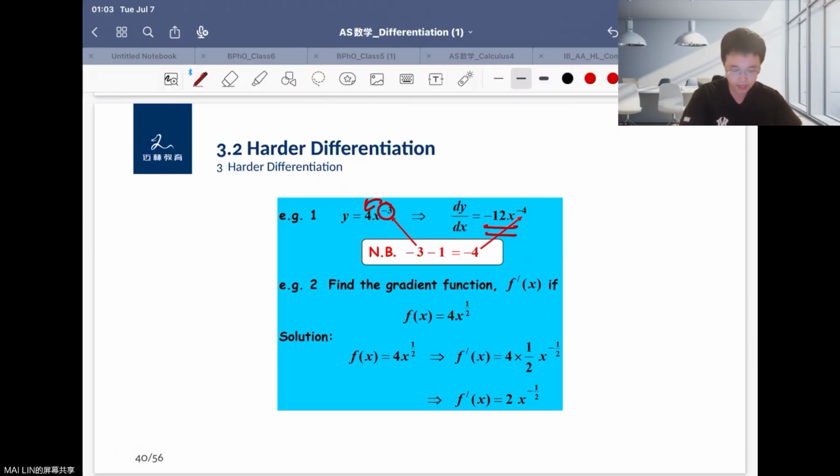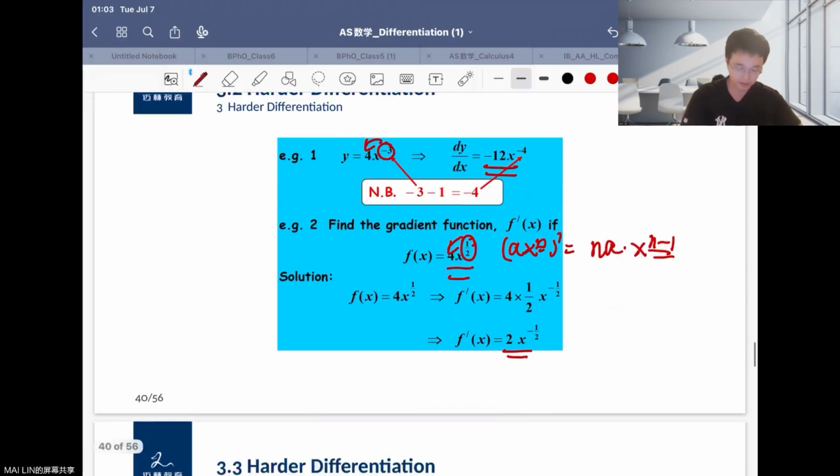Also, if the power is a fraction, don't be worried about this. Just consider it in the same way. Consider a is 4 in a times x to the power of n, then differentiate it, so n times a times x to the power of n minus 1. We put the half in front, so it's 4 times a half, and then the power minus 1, that is x to the power of negative 1 over 2. So finally the differentiation is 2 times x to the power of negative 1 over 2.